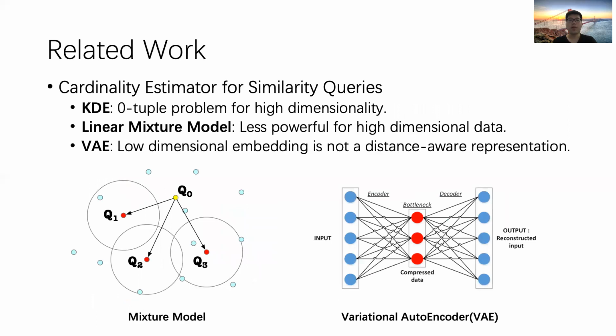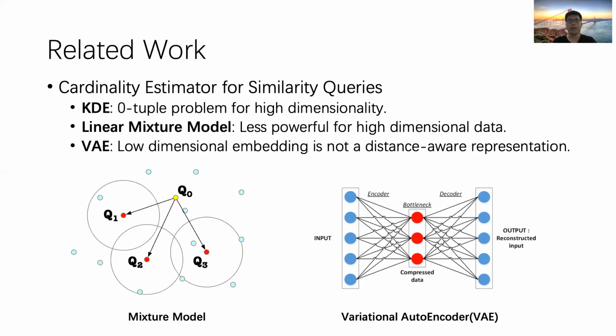There are also some methods proposed for similarity queries. The kernel density estimator selects samples randomly from datasets and builds a Gaussian model on each sample point. The cardinality of a query is the sum of densities of all samples close to the query, and the densities are given by the Gaussian model. However, the method also has the zero tuple problem because it relies on sampling.